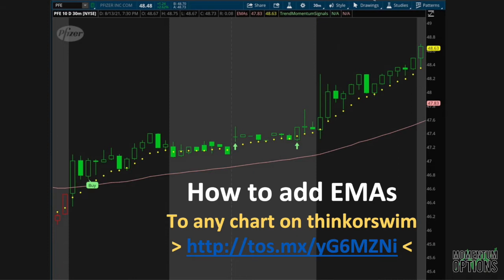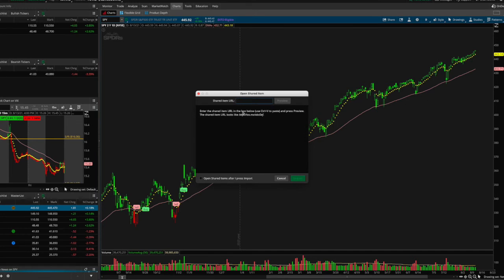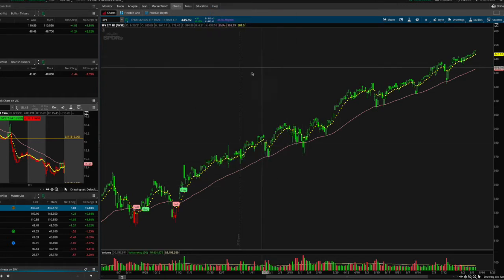I'm going to move this to the side, and I've got my Thinkorswim loaded up here. And I'm just going to come up here into the setup area. If you click right here, you're going to open a shared item. And you're just going to type in that URL. You hit preview, and you are loading in our EMAs. And you're going to import. I already have it, so it's already there.